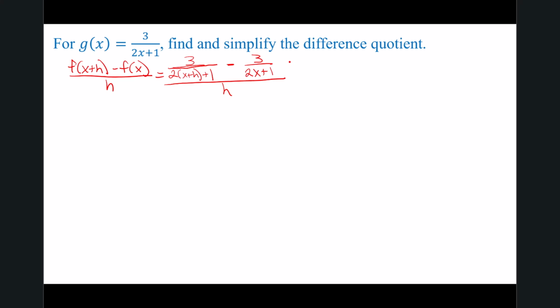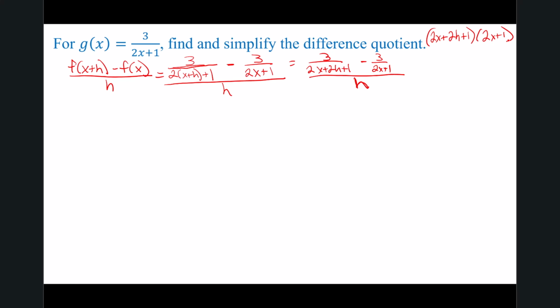So first I'm going to write that as (3 over 2x plus 2h plus 1 minus 3 over 2x plus 1) all over h. So my common denominator is what I get when I multiply those 2 denominators. So my common denominator is 2x plus 2h plus 1 times 2x plus 1.